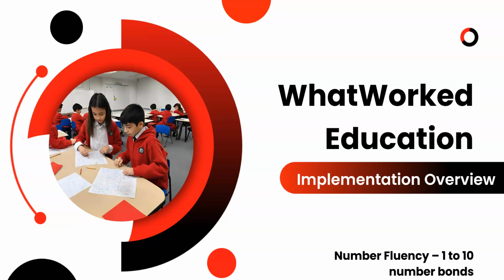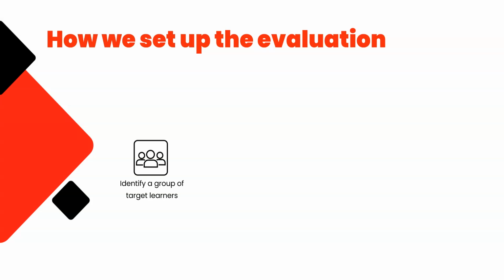Implementation overview for the number bonds 1 to 10 for number fluency. How we help you set up the evaluation. The first thing we ask you to do is identify a group of target learners. You then complete the pre-assessment task with all the learners.